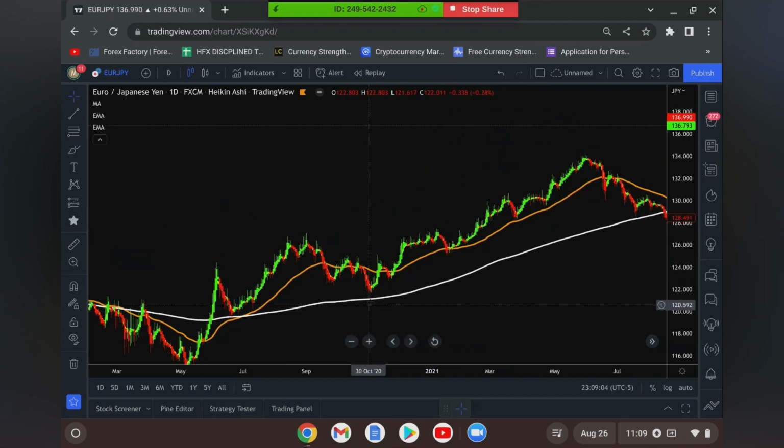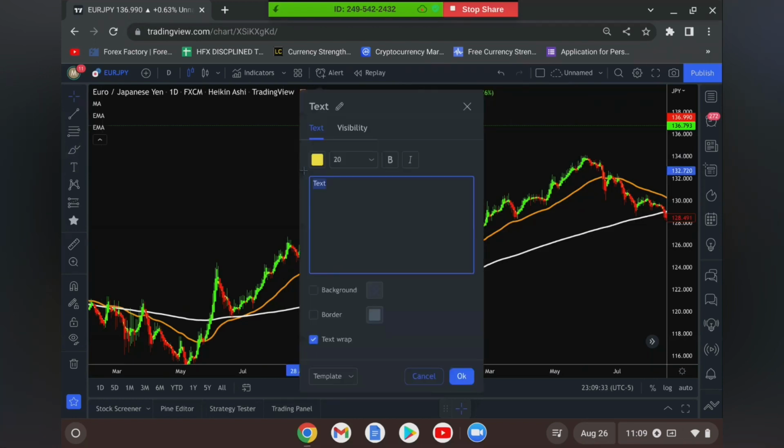So we have our 200 moving average. We know that if price is above our 200 moving average, we are looking for buys. And if price is below our 200 moving average, we are looking for sells. So in this case, we have price above our white line, our 200 moving average, letting us know that we are looking for buys.